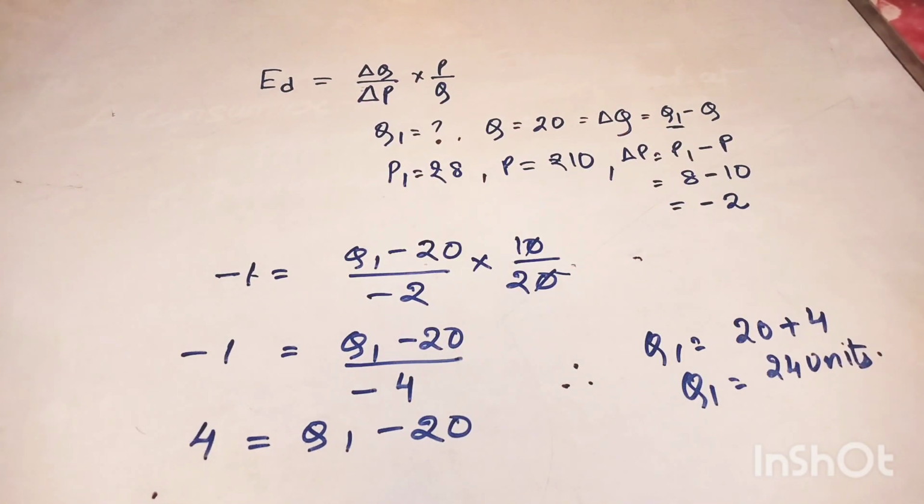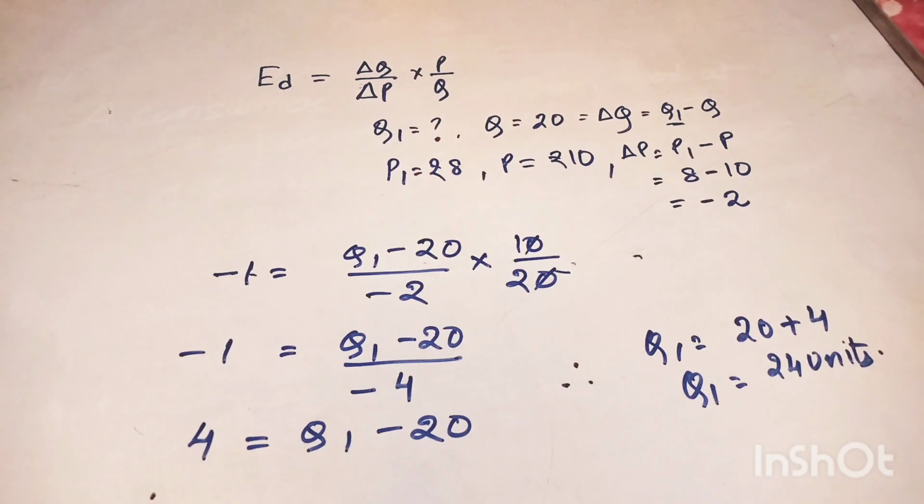So this is how you are going to find out Q1. First, whatever is given in the sums, you have to write it first and then you have to calculate. Okay, next we move on to sum number 2.